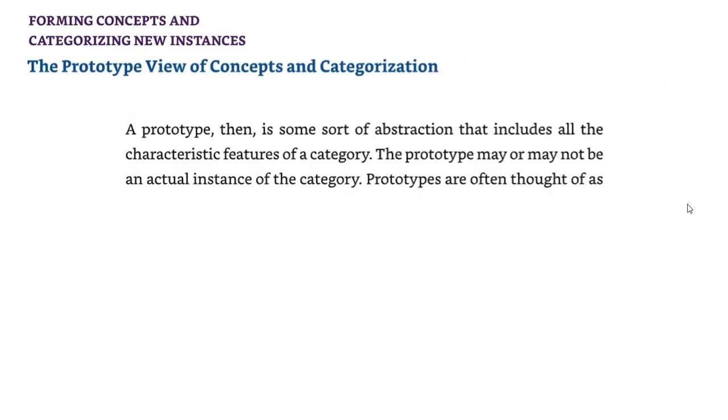So a prototype then is some kind of abstraction that includes all the characteristic features of the category. It may or may not be an actual instance of a category. So, for instance, I could be in development of a car right now that looks very much like a car, but isn't a car yet. However, it's a very prototypical car, theoretically. We could think of it that way.